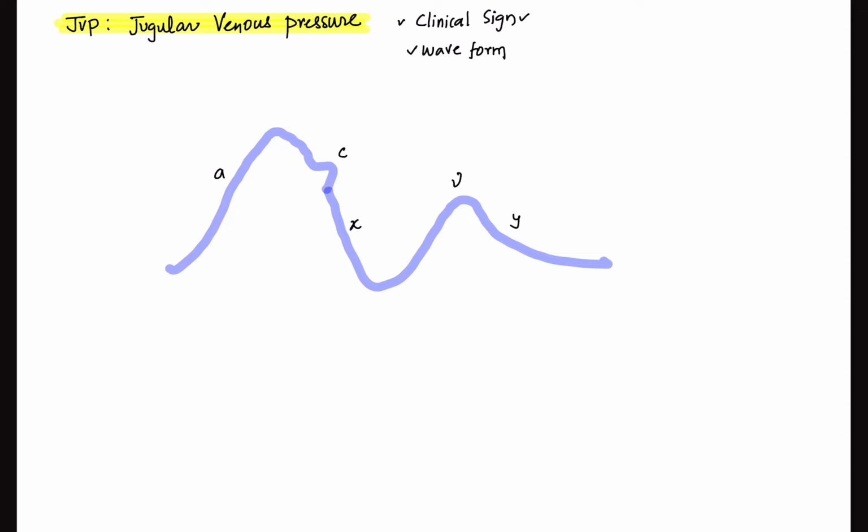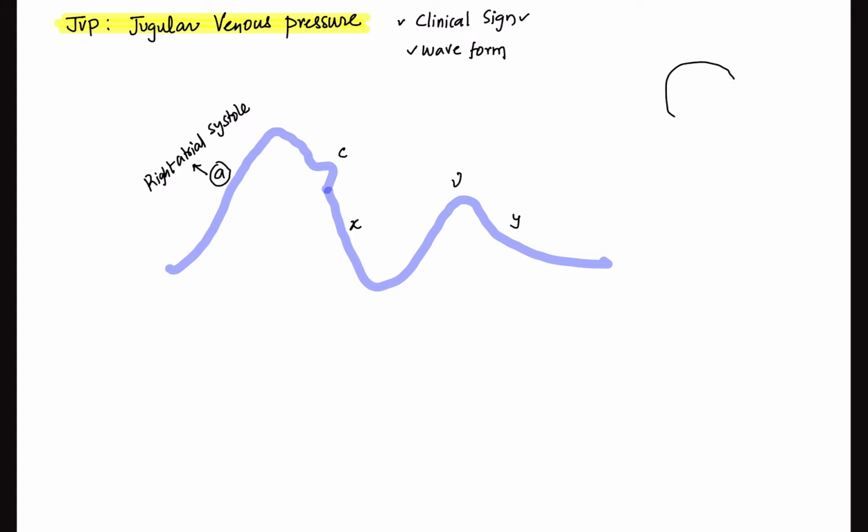When you look at A, it is small a, the A wave. The A wave occurs during right atrial systole. So remember A for atrium contracting.